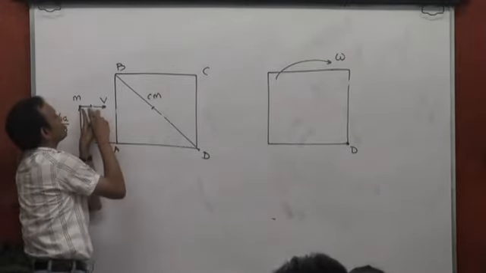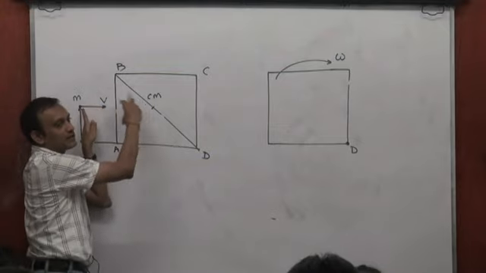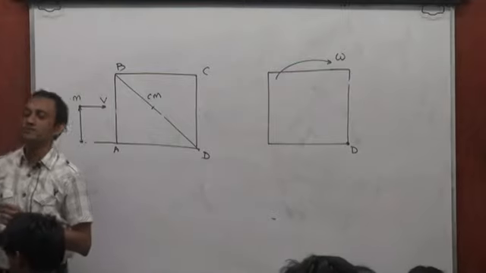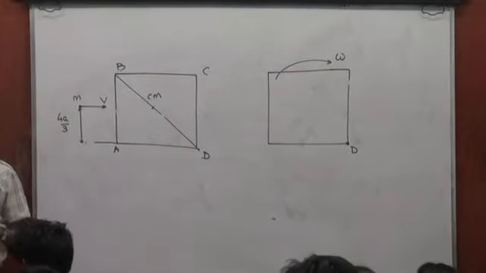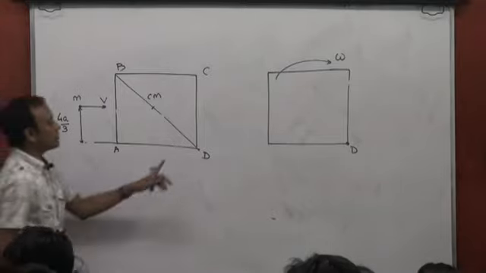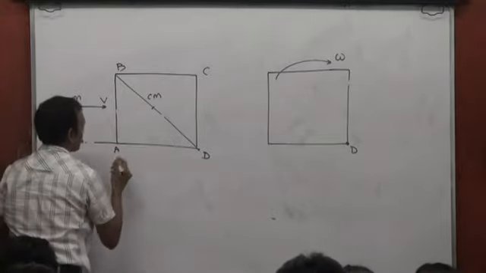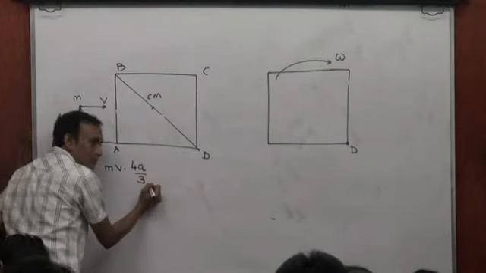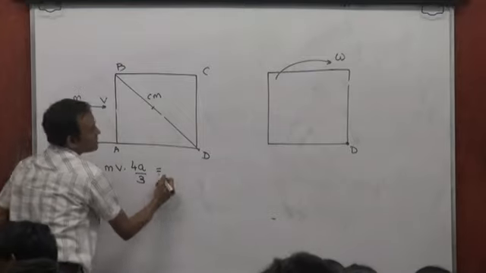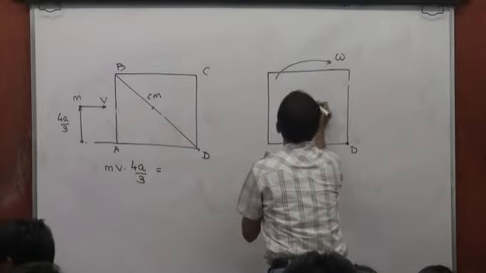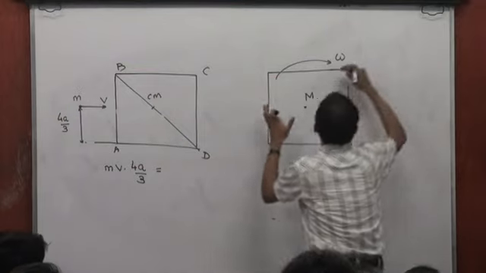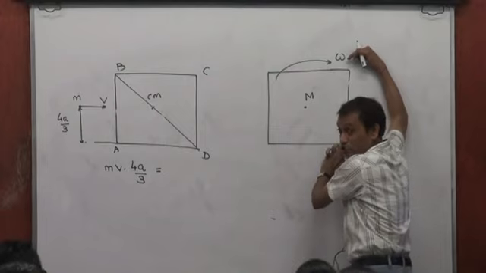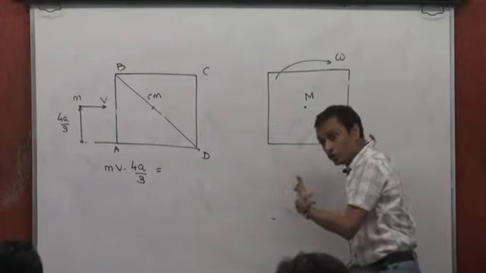So naturally, the only forces are the impulsive forces that the particle and the block exert on each other, and the angular impulse of the system about any point would be 0, and therefore the angular momentum would be preserved. So angular momentum about D initially is mv into 4a by 3, just before collision, and just after collision, small m is very small, so it's I about D into omega. That's the angular momentum in pure rotation, right? I about the axis of rotation into omega.